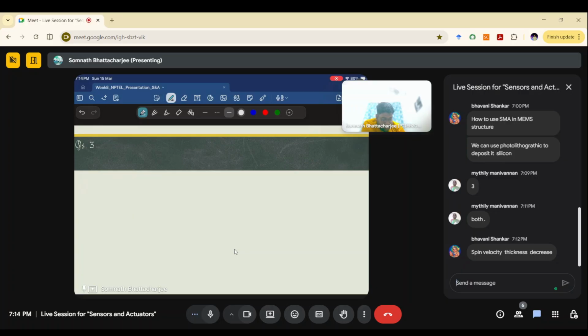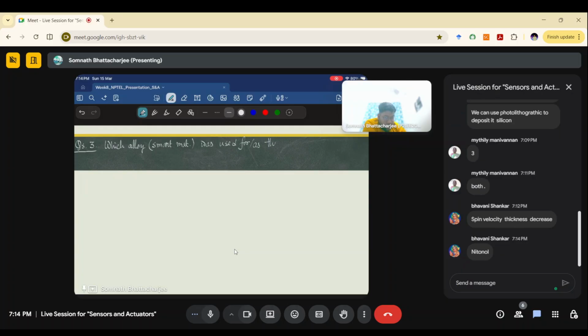Question number 3. Which alloy or smart material was used as the SMA? Yes, nitinol. My options were HMDS, nitinol, nichrome, and alnico. So the answer is obviously nitinol.